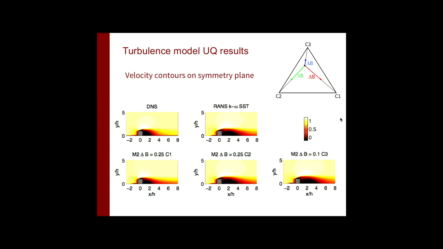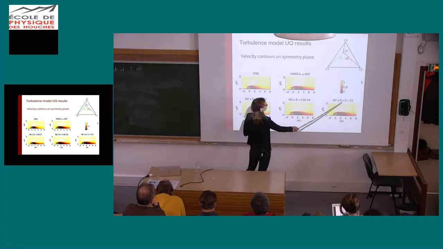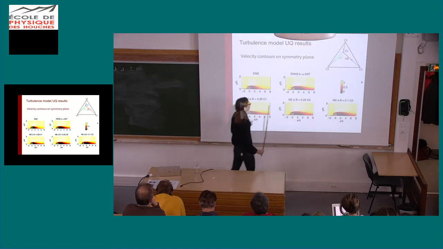Okay, so what does this look like when we do that on our single building? We have a DNS prediction, we have a RANS prediction, and then we have our 3 perturbations. This is towards maximum production, C1. This is towards minimum production, and this is to the C2 corner, which gives something in between.